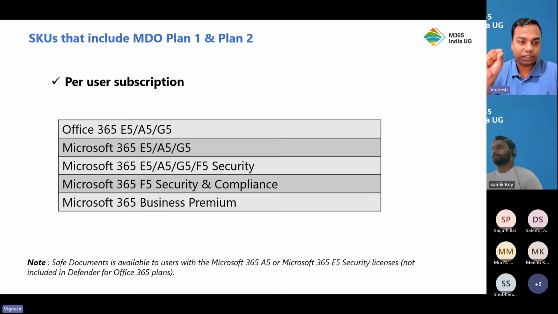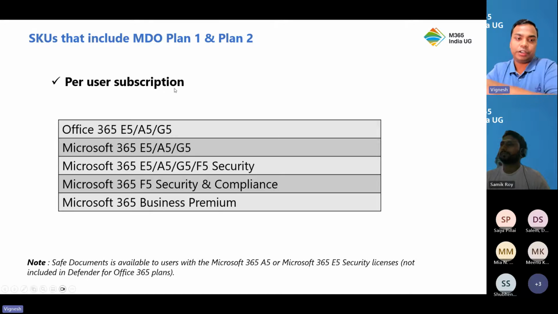That's because there is that one single license or two licenses in your tenant, but that doesn't mean that you can use it, because for each and every single thing you need a license. So please bear in mind that it is a per user subscription, and these are the different SKUs that include the MDO plan 1 and plan 2.